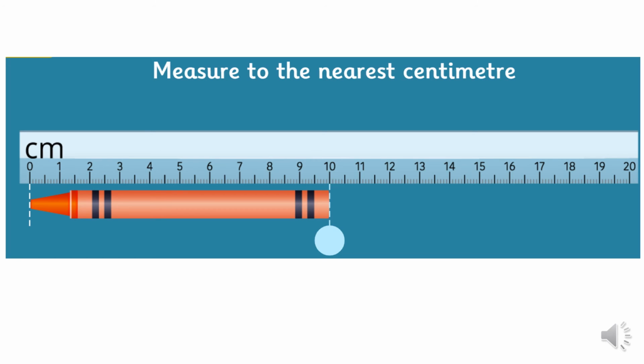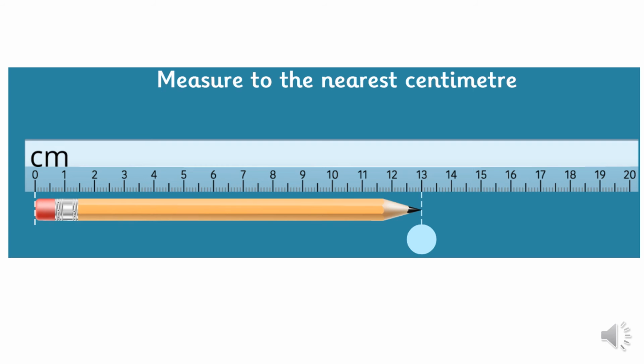You can help me with this one too. Let's measure the crayon to the nearest centimetre. Shout it out when you know it, and don't forget to say centimetre after. Fabulous. This crayon is 10 centimetres long. Shout it out when you know it. How long is the pencil in centimetres? Great, it's 13 centimetres long.